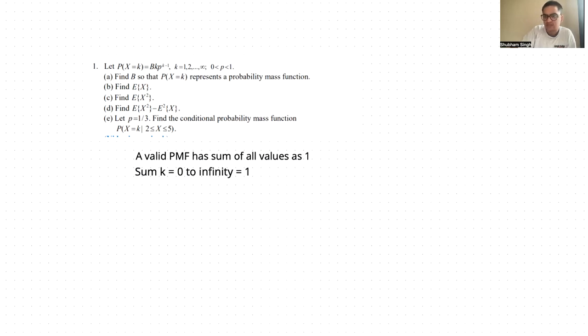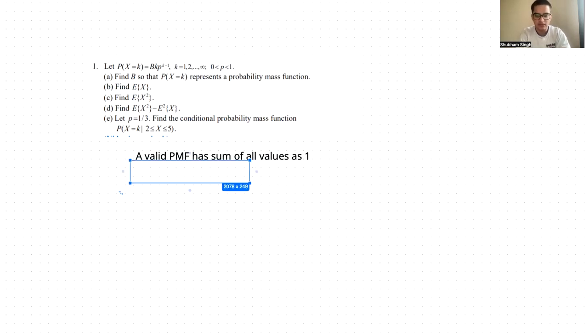Some information that we need to solve that: a valid probability mass function has the sum of all values equal to 1. If we put all the values of k in the formula P(X = k) and sum it, we should get 1. So the sum of all the values from k to infinity should give 1.